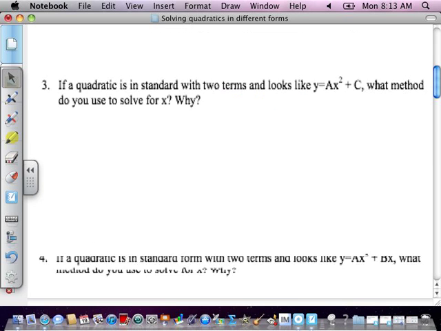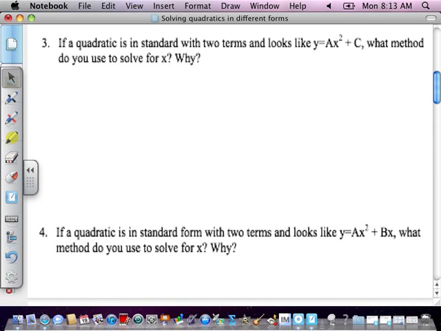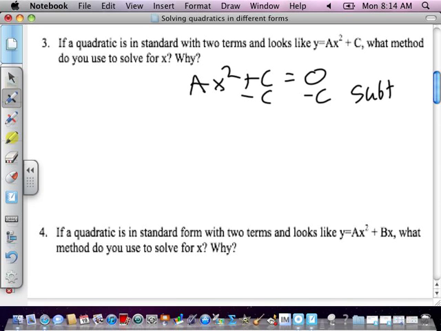All right, let's look at 3. If a quadratic is in standard form with 2 terms, what method would we use to solve? Let's look at this. If it's in 2 terms like ax squared plus c equals 0, what would I get rid of first to get the x by itself? I would subtract c. So let's say I subtract, and then I would get ax squared equals negative c.